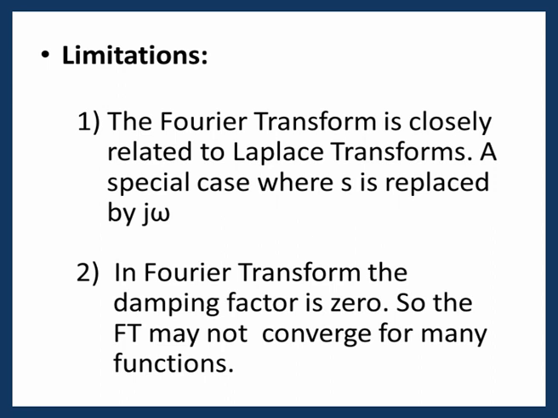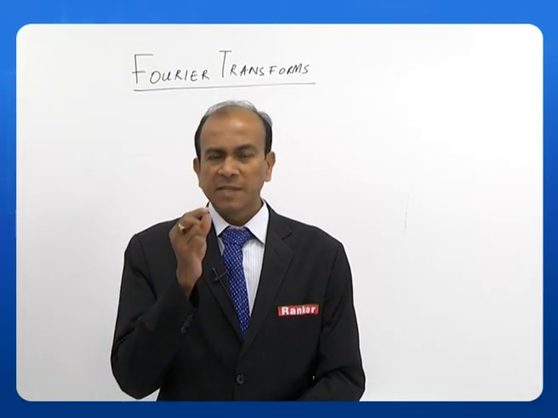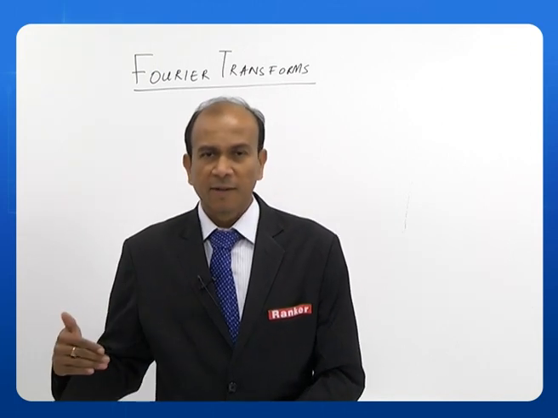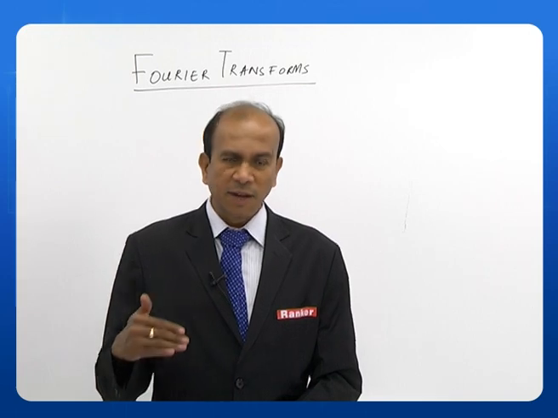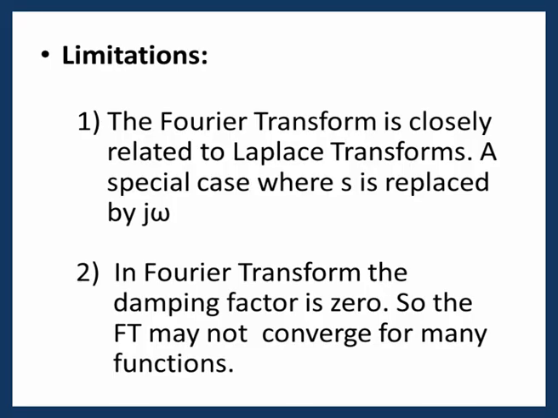In a Fourier transform, the damping factor is 0. So the Fourier transform may not converge for many functions. Most Laplace transforms, in fact, do converge because in sigma plus j omega, sigma is a damping factor, so the damping factor dampens out. So there is a convergence that always happens for Laplace transforms. Because this damping factor is 0 in the case of a Fourier transform, convergence problems arise. That is one of the major limitations of Fourier transforms.